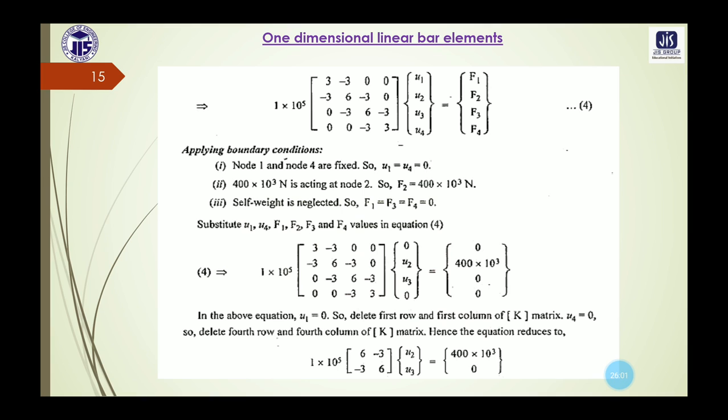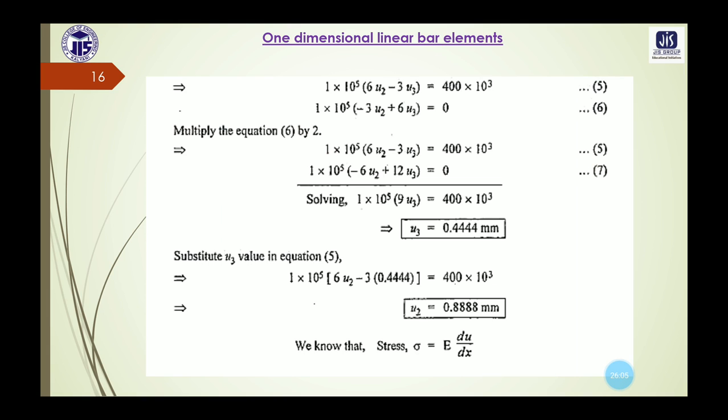So after this matrix multiplication, we will get equation number 5 and equation number 6 here. Now from these equations, we will be able to calculate the value of u3, that means the nodal displacement at node 3, which we are getting as 0.4444 millimeter.